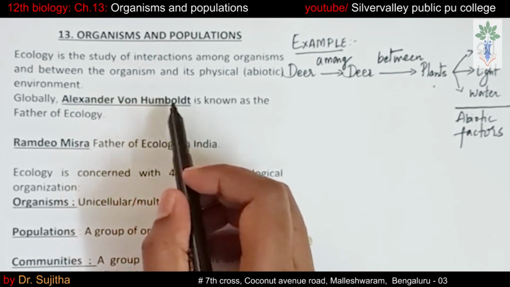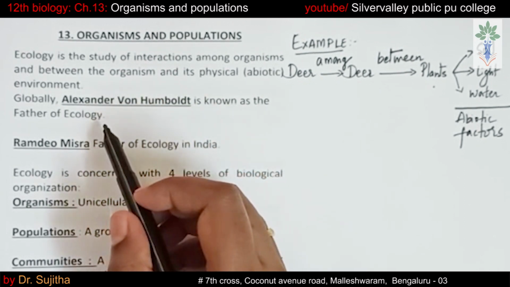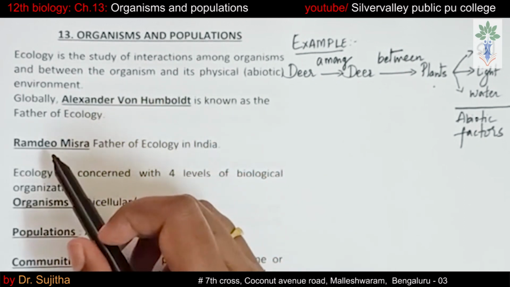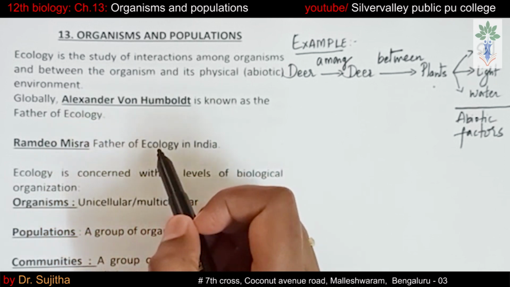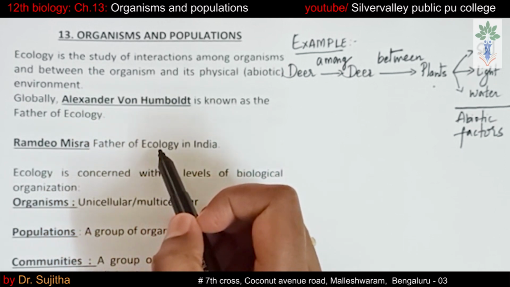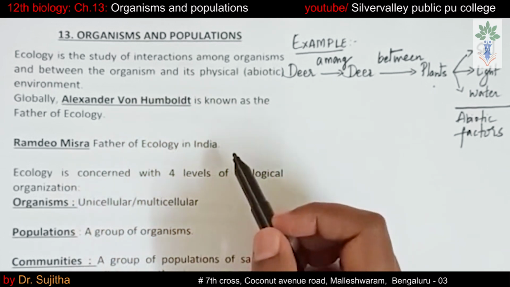Globally, Alexander von Humboldt is known as the father of ecology. But in India, it is Ramdeo Misra who is known as the father of ecology. It is a very important one-mark question with respect to NEET.